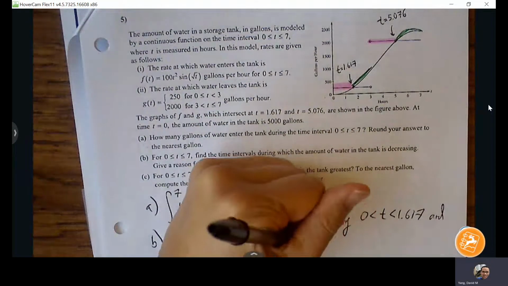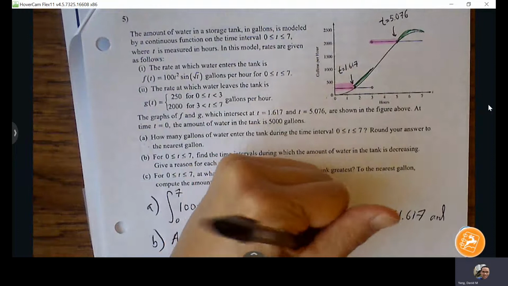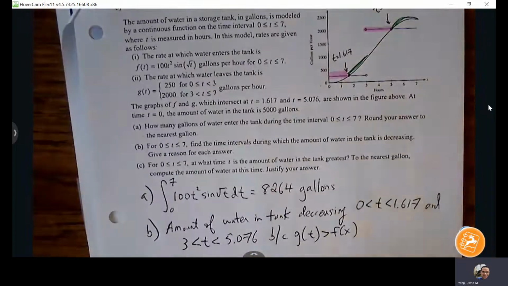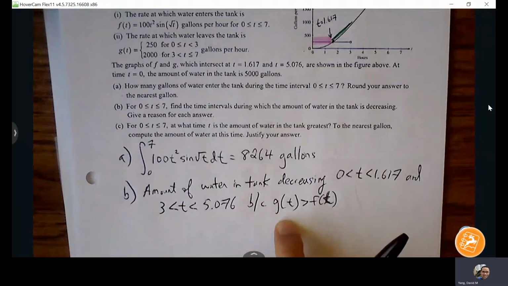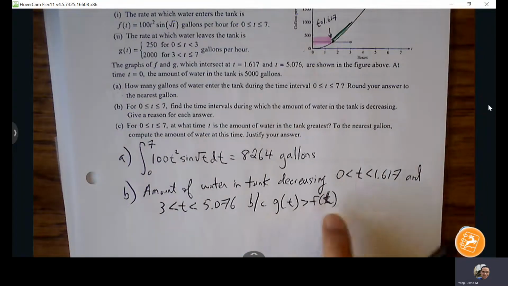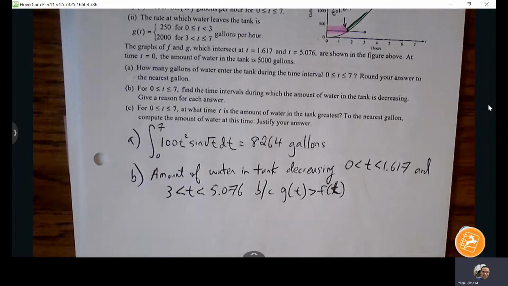And it's simply because G of t is greater than F of t. Right. Oops, F of t. Right. The rate that water is leaving is higher than the rate at which water is coming in. So that's going to impact what's going to happen with the water level.